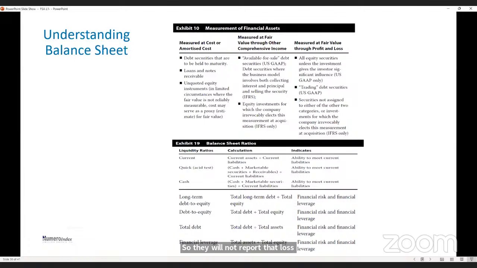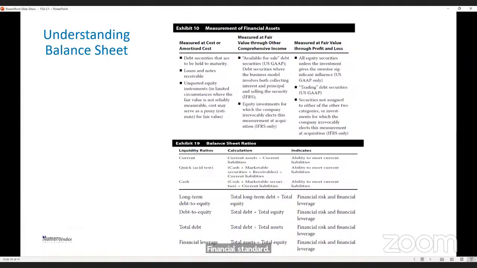Or if a financial instrument has increased in value tremendously, they will just say, oh, we are changing it to fair value through profit or loss. So they will record that gain in that year, and you will see the company's profitability so huge. So to avoid that, there were changes in the financial standards.